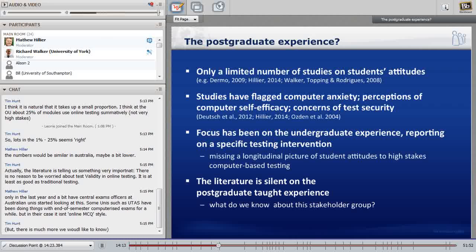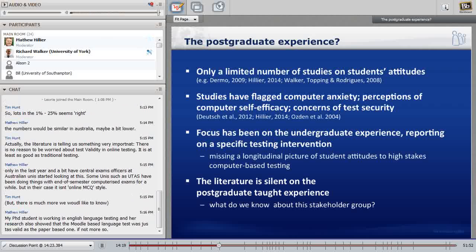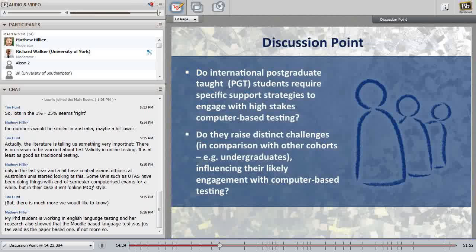So what I'm going to do now is move to a discussion point, and do a poll to ask whether, relating to the first question that you can see on the slide, you agree that international postgraduate students, and let's focus on the international side of that as well, require specific support strategies to engage with high-stakes computer-based testing. So could you, from the drop-down menu, the tick box there, vote and either agree or disagree with the proposition that postgraduates do require specific support strategies?